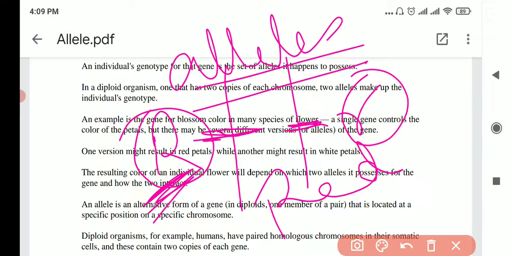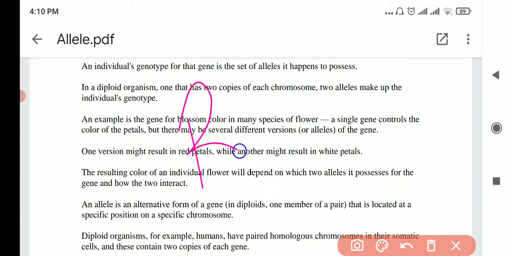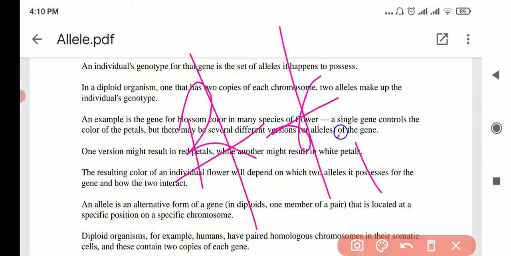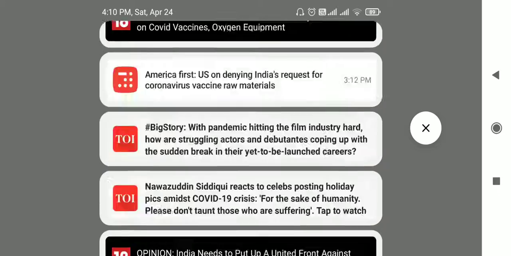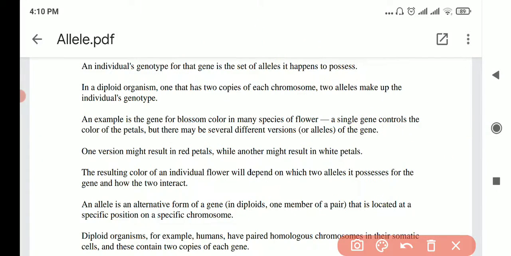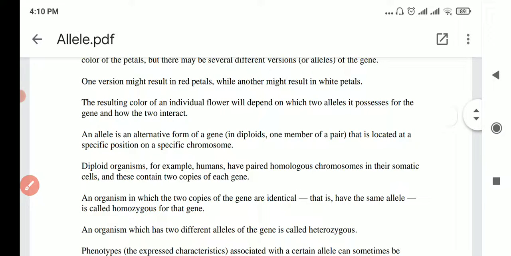So now you see the importance of alleles. They are the alternative forms of the genes, they are the ones that express the characteristic of the phenotype. Whether it'll be red, white, or colorless, or whatever color, pink. Let's say if the alleles were codominant, it will be pink, in between. So you see now the job of the alleles. I think it's clear. So the resulting color of the individual will depend on which allele it possesses for the gene and how the two will interact.